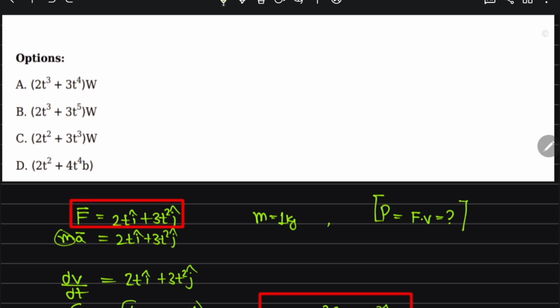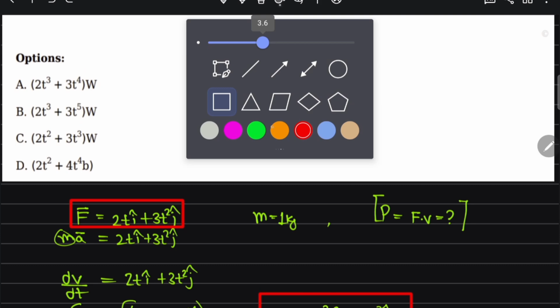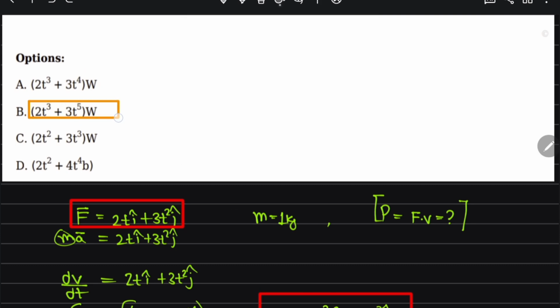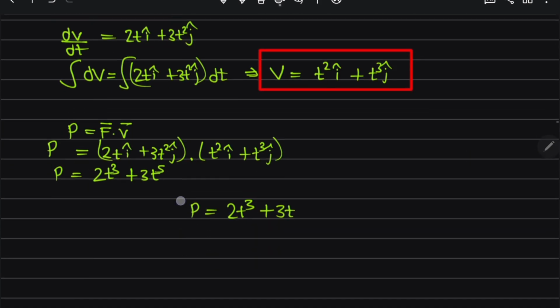So option B is correct, 2t cube plus 3t to the power 5.